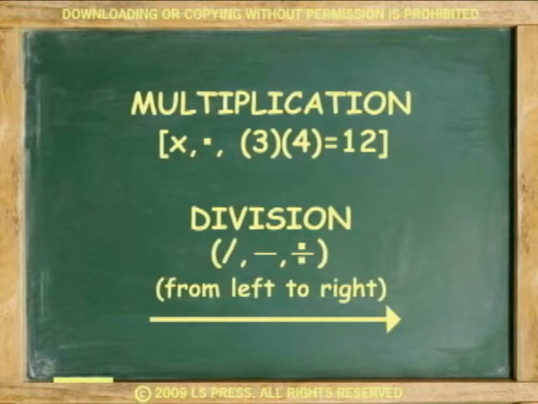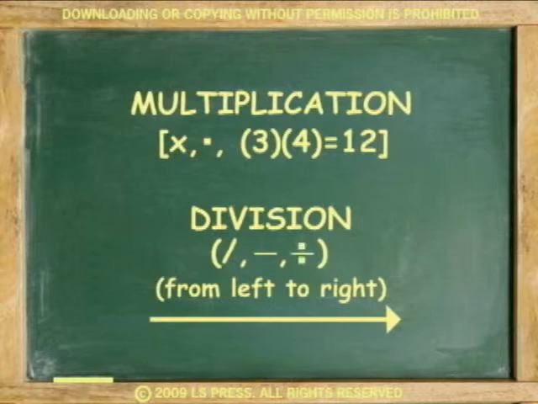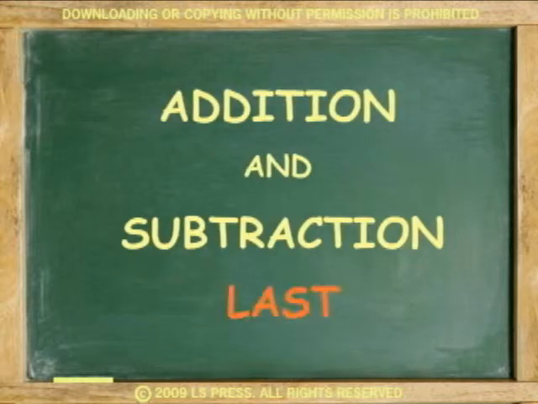Then, do multiplication and division from left to right as they occur. Multiplication is identified with an X, dot, or parentheses, like in 3 times 4 equals 12. Division is identified with a slash, fraction line, or division sign. Lastly, do addition and subtraction.